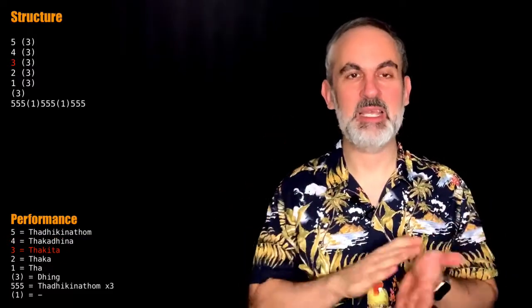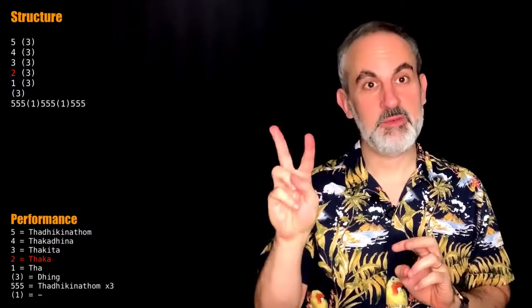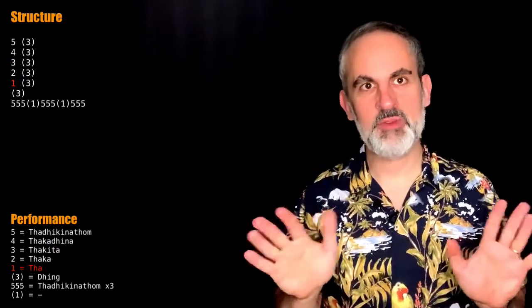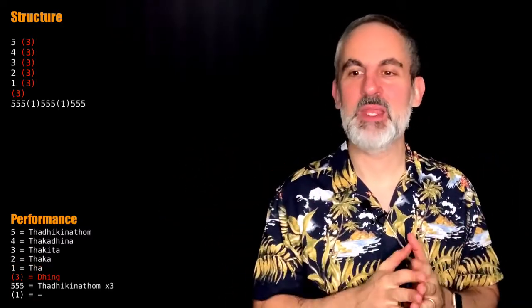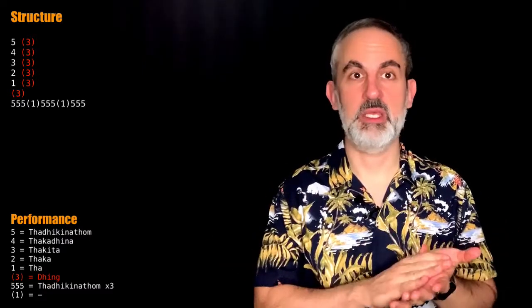It matches 1 to 1. The 4 is Thakadhin, and we do it Thakadhin. No apparent change. The phrase for 3, we perform it as Thakita against this, which is Thakita. Still no change. The phrase for 2 is Thaka, and the phrase for 1 is Tha. All of that looks very common, very unchanged, very simple. Then we have the gap for 3, which is Dhing, so Dhing.